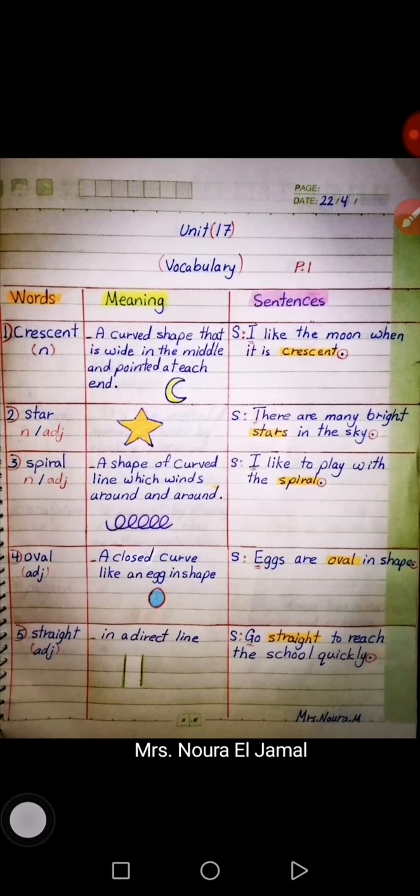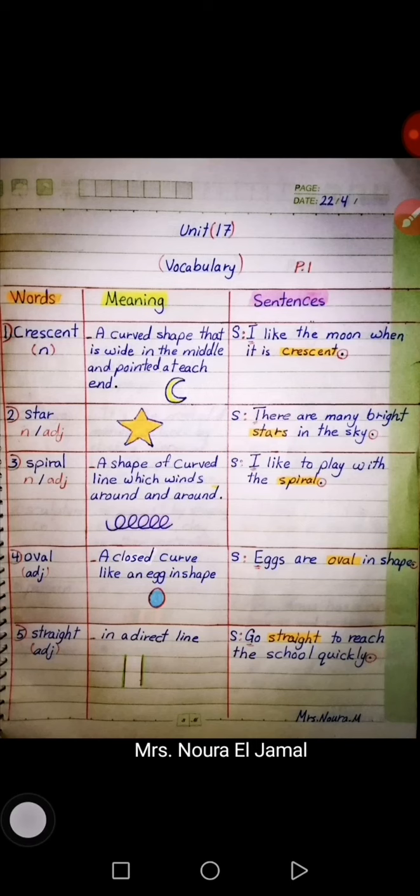Number 3. Spiral. Spiral here can be a noun, can be an adjective. What's the meaning of spiral? A shape of curved line which winds around and around, like the shape. The sentence: I like to play with the spiral. You know the spiral? Yes, it's like a plastic toy. We can play with it. It can go up and down. And it winds around and around.